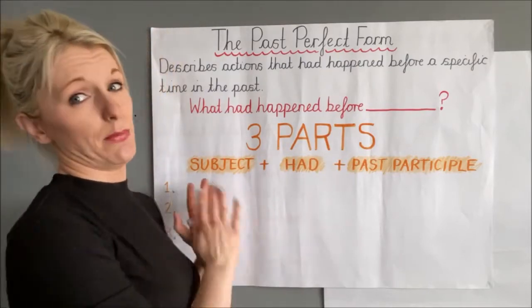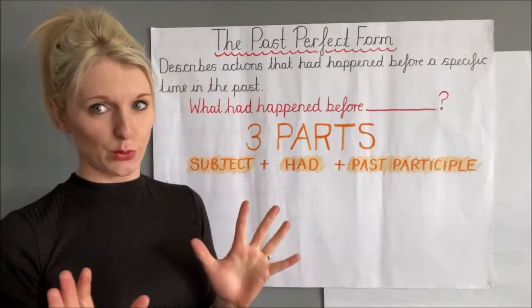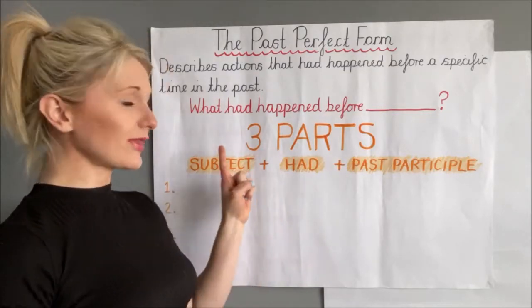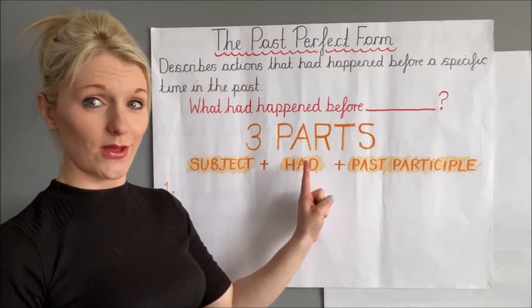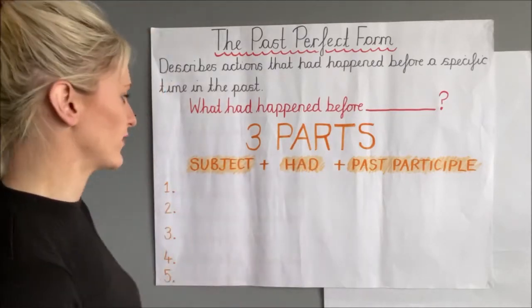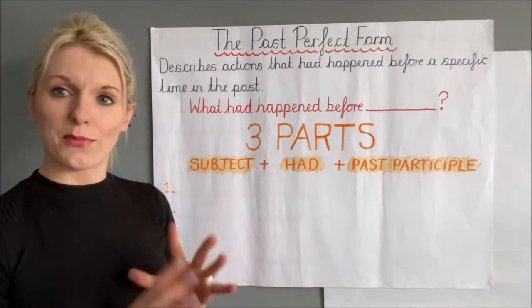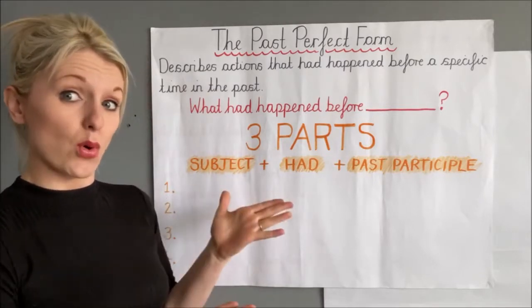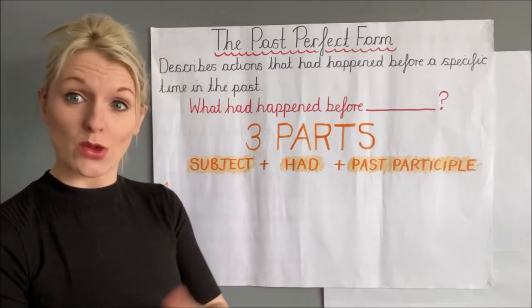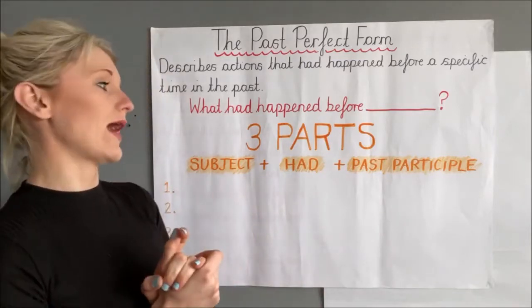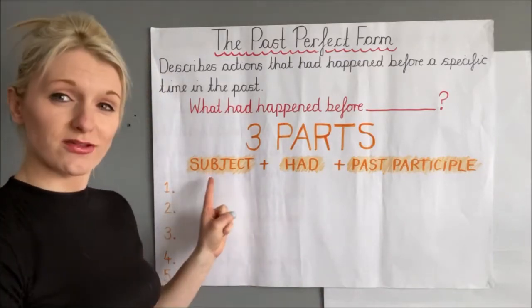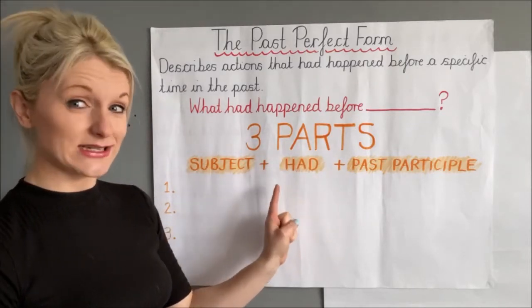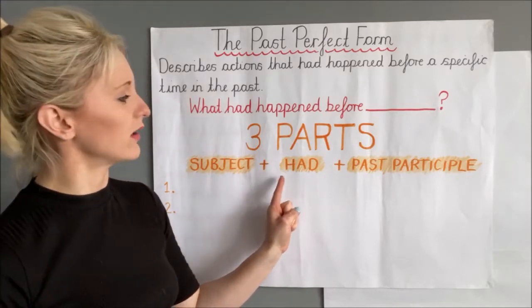Okay, it sounds complicated, but once I show you what it looks like, I promise you it'll become a lot clearer. So when we're making the past perfect form of a verb, it needs 3 parts, just like the present perfect form of verbs. You need a subject, so that is the person doing the verb. So that might be I, you, the boy, the dog, we, or they. There are lots of different subjects that we could use. Then we have to use this word here: had, and it is always had in the past perfect form.